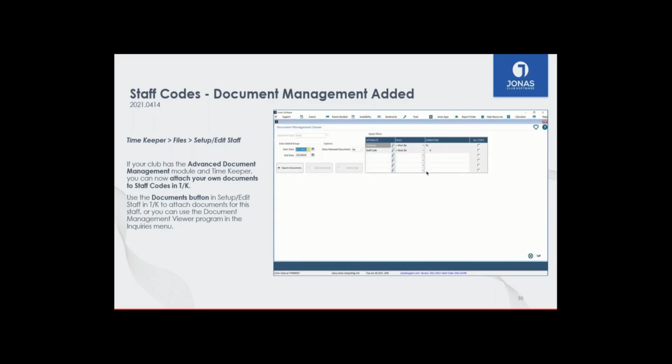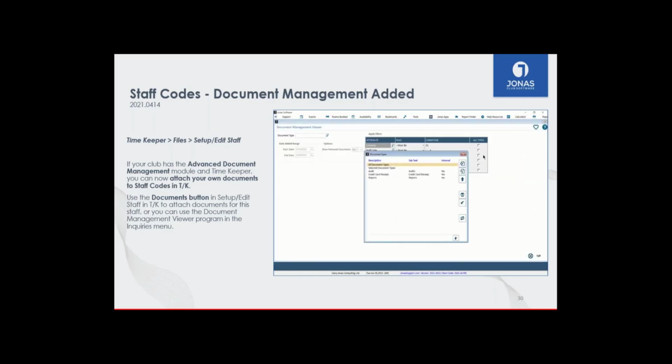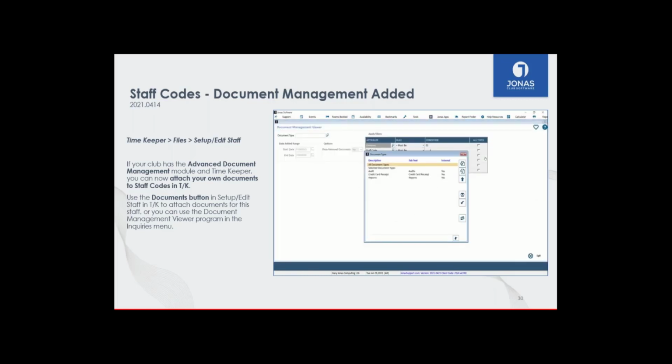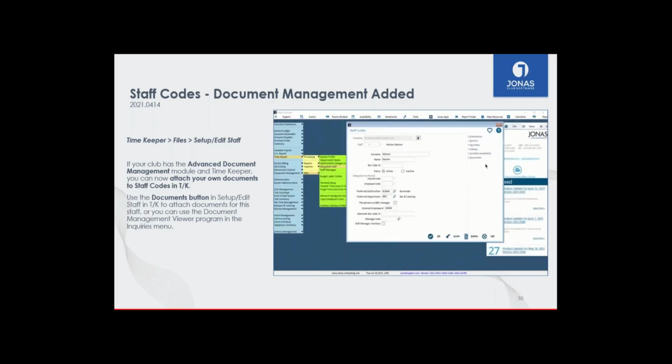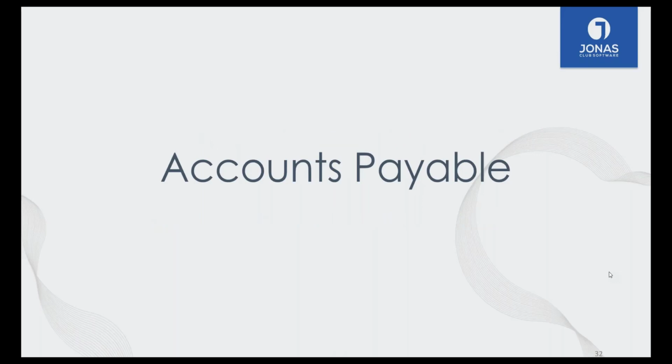It will also automatically save a lot of documents throughout Jonas, such as your member statements, audit trails, and chits right into Jonas. You can look those documents up in the Document Manage program, or as you see in the GIF here, you can see them directly in the program. So definitely something to take a look at, if it sounds interesting and useful for you guys at the club. Here, we'll talk about the Accounts Payable module next.